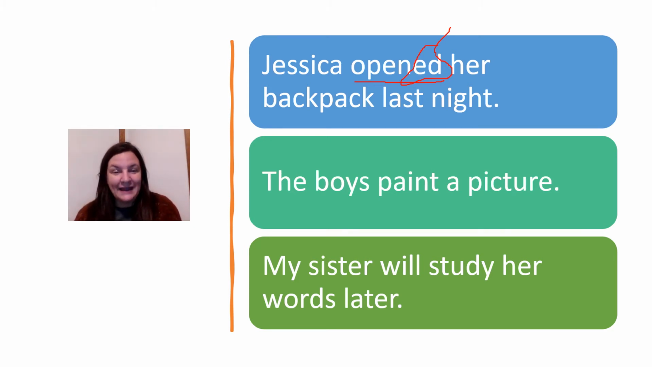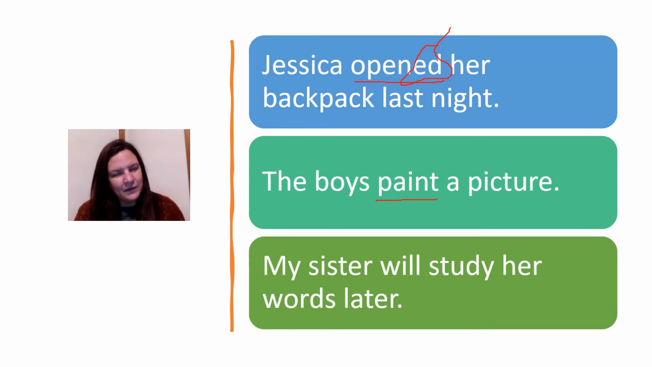Here's the next sentence. The boys paint a picture. What do the boys do? They paint. Now, I don't see any other clue words that help me know if it happened in the past, the present, or the future. But this is one thing you can look at. If I look at just the word paint, do I see an ED at the end of paint? No. So that tells me it's not a past tense verb.